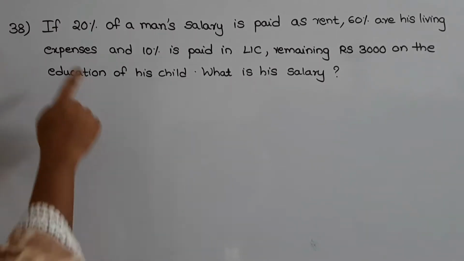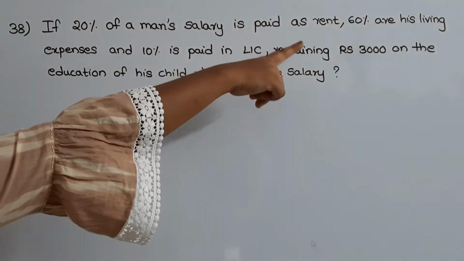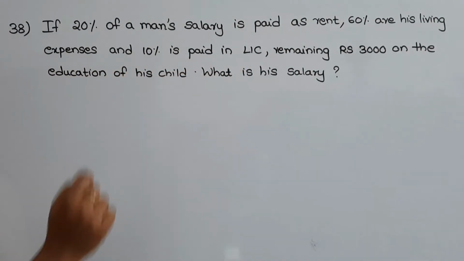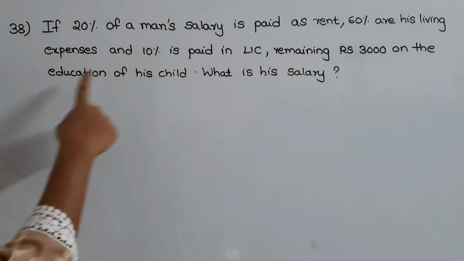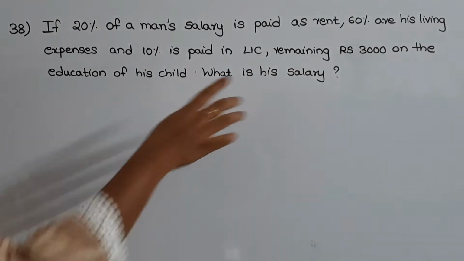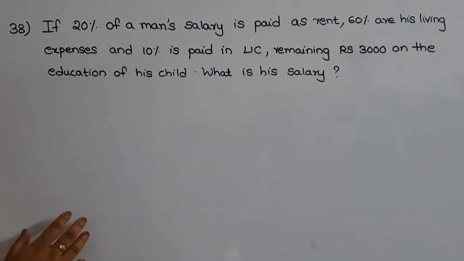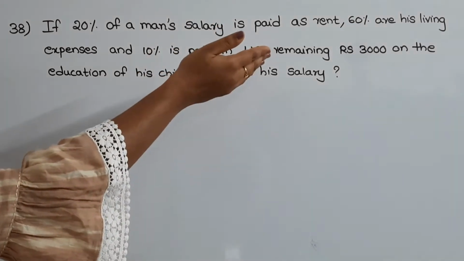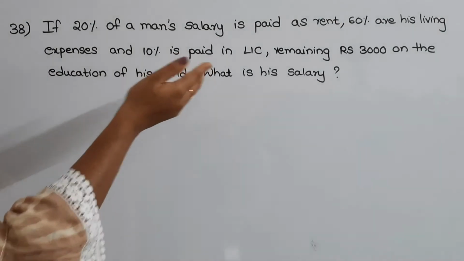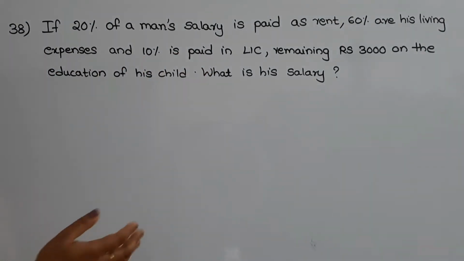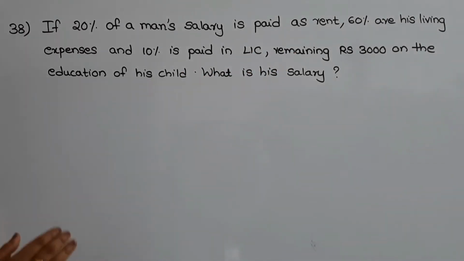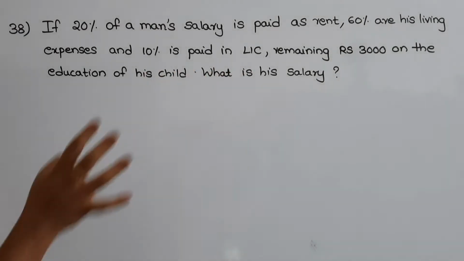The next question is: if 20% of a man's salary is paid as rent, 60% is his living expense, 10% is paid in LIC, and the remaining rupees 3,000 on the education of his child, what is his salary? So in this question, they are telling that a man spends 20% of his salary as rent, 60% as his living expense, and 10% in LIC. And the remaining is paid for the education of his child, and that value is given as rupees 3,000. We need to find out his salary.